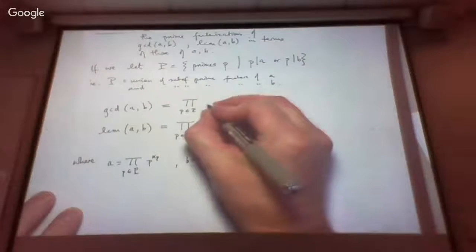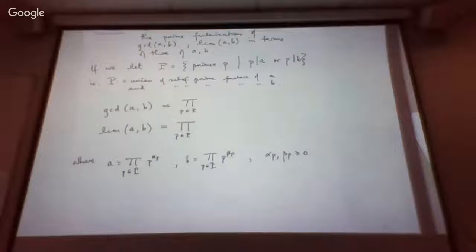So it's not surprising that the greatest common divisor of a, b, and the least common multiple are going to depend on the prime factorizations of a and b. But what I'd like to do is for us to arrive at an exact description.